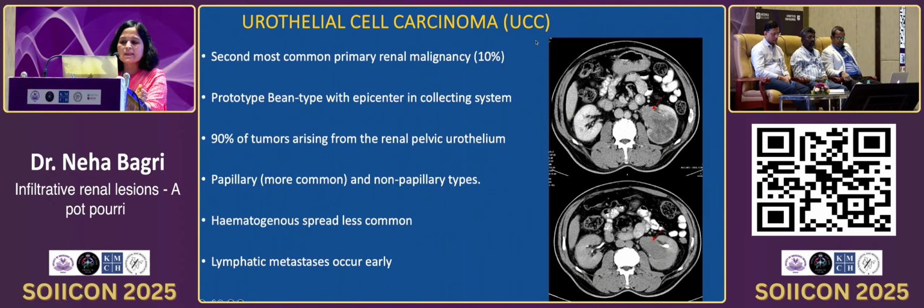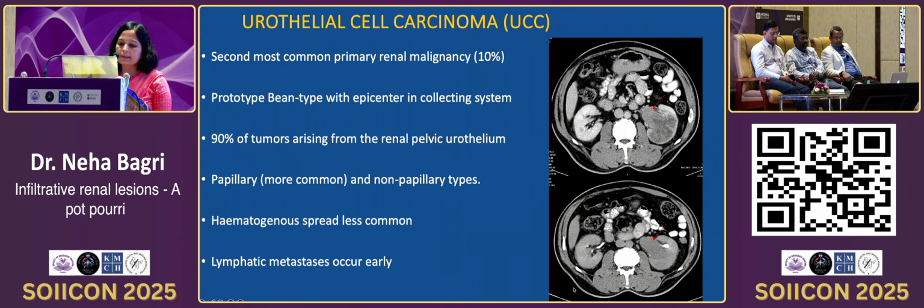Coming to urothelial cell carcinoma, which is the second most common in the infiltrative category, and the prototype is bean type with epicenter in the collecting system. So here 90% of the tumors arise from the renal pelvic urothelium. You can see thickening of the renal pelvis over here, and this is the delayed scan showing that the pelvicalyceal system is infiltrated by the mass, and these usually show early lymphatic metastasis as compared to RCC, in which hematogenous mets are more common.